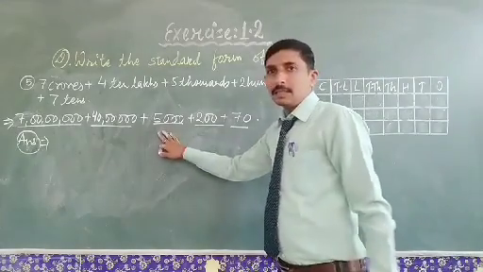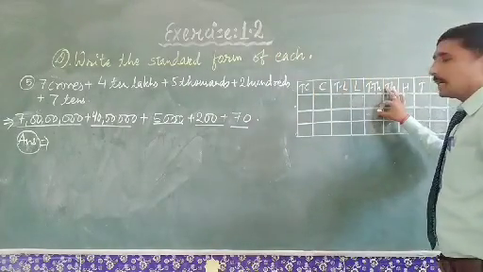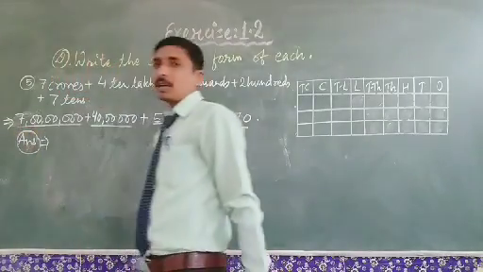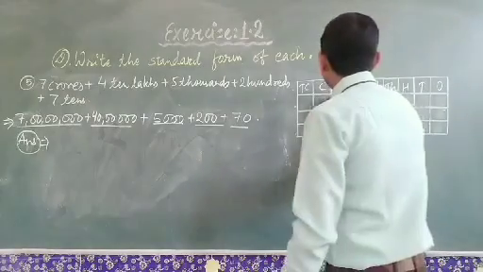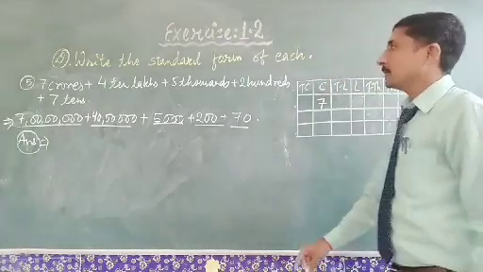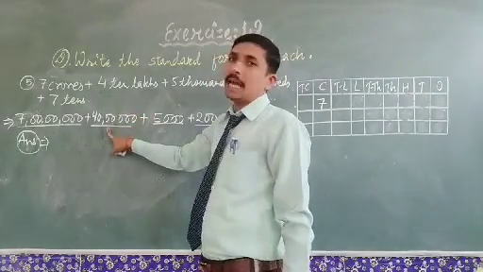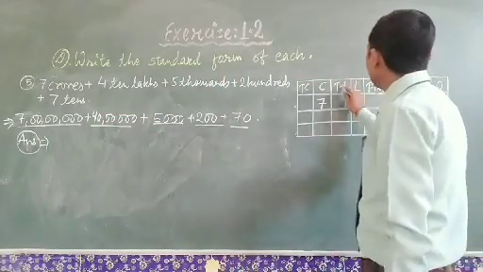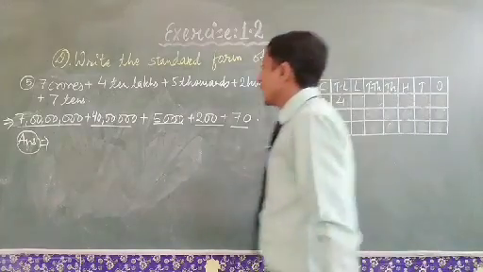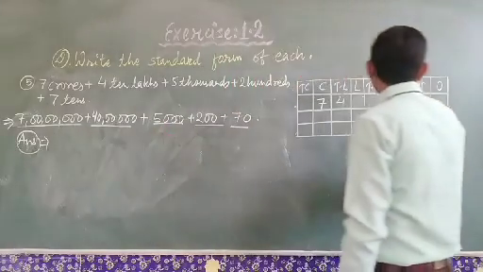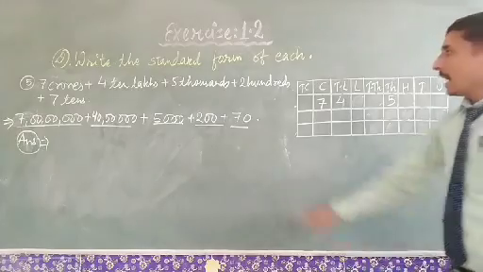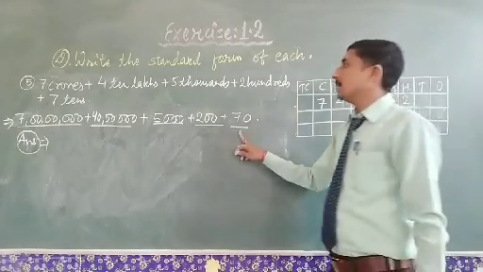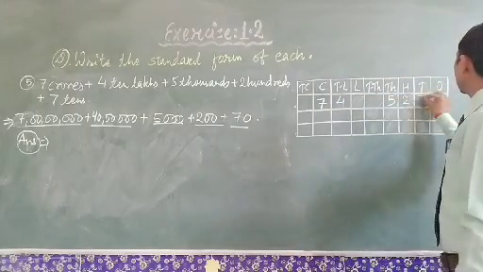Now write this in the Indian place value system chart to get the standard form. First of all, 7 crore. So in the crores place write 7. After that 4 ten lakh means 40 lakh. That means in the ten lakhs place write 4. Then 5,000, so in the thousands place write 5. And 200 means write 2 in the hundreds place. And 7 tens means 70. Write 7 in the tens place.